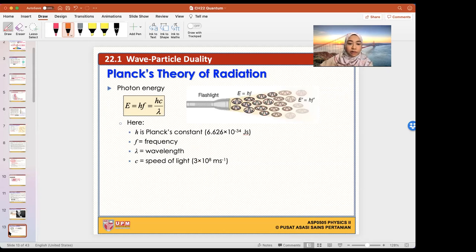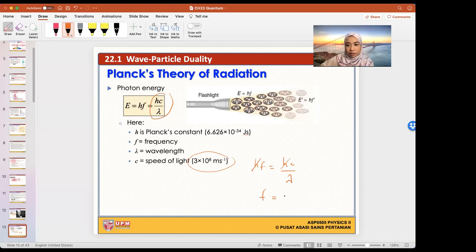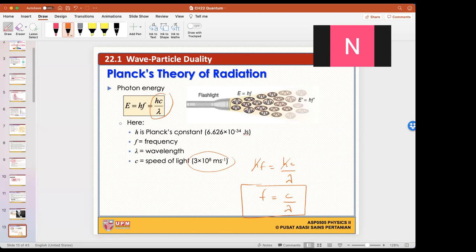So Planck's theory of radiation also equates another equation to his equation. E equals hf and also E equals hc over lambda, where f is frequency, lambda is wavelength, and c is the speed of light. Okay, this is the speed of light. So look at this equation, hf equals hc over lambda. If you cancel out h, you will find that f is equal to c over lambda. So this is another equation that you should remember. Or you can just remember this equation and derive this second one.